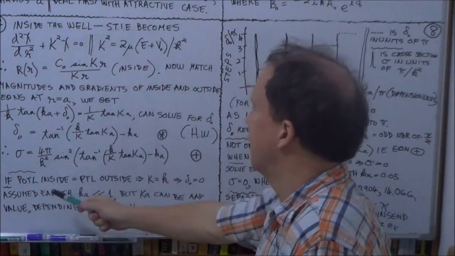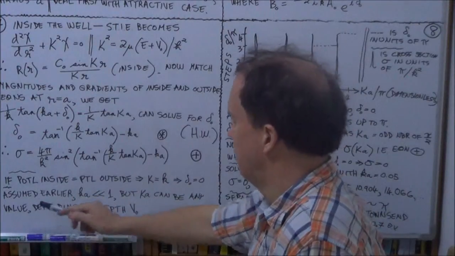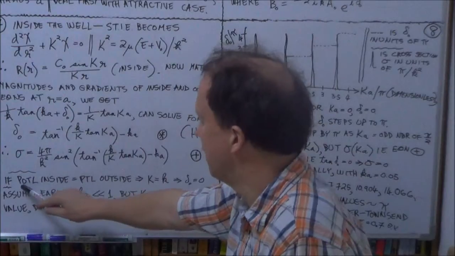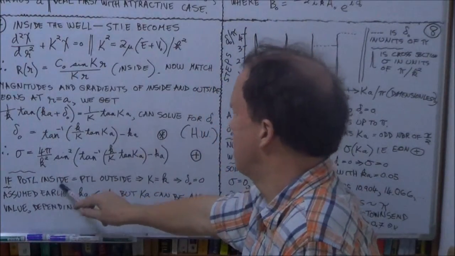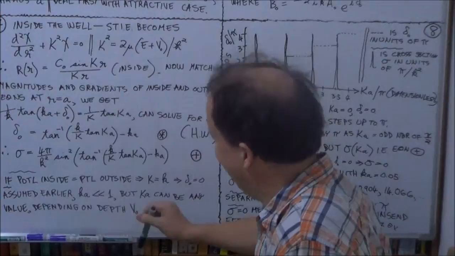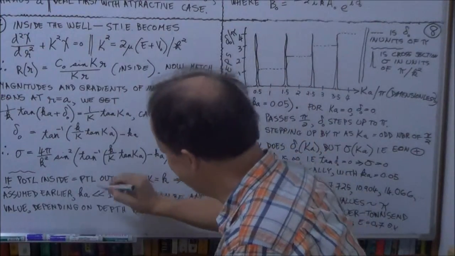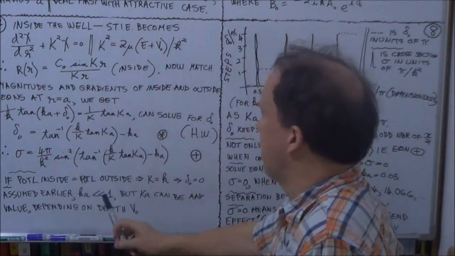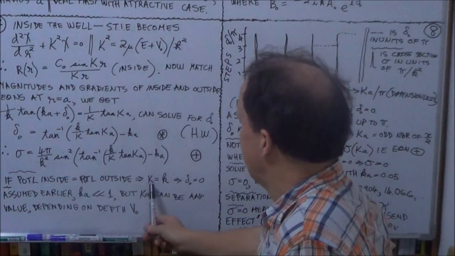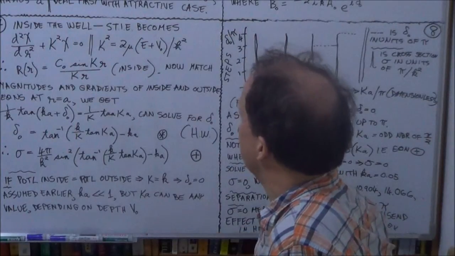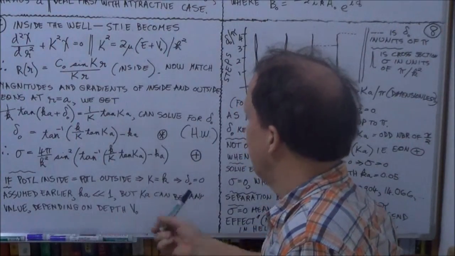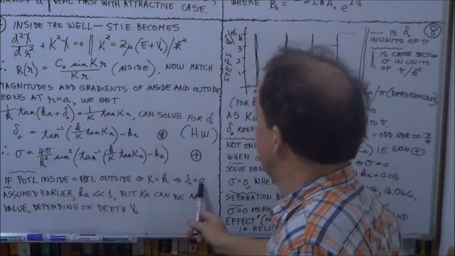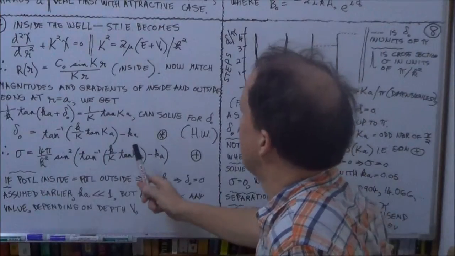Now, just as a check, here I'm using an O so it's clear that it means potential. If the potential inside was equal to the potential outside, then big K and little k would be equal. If that's the case, then delta naught would be 0. Let's just check that. Why does that make sense?